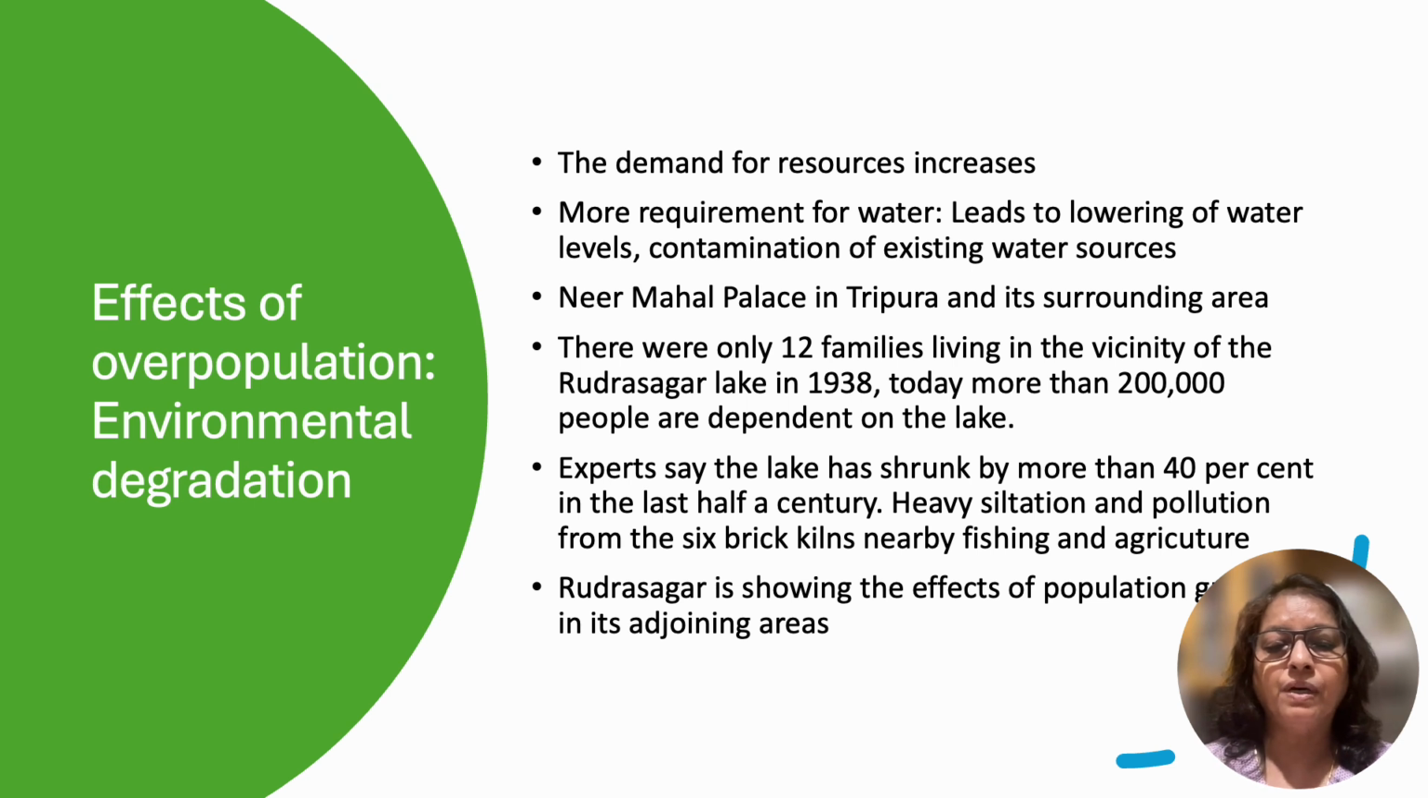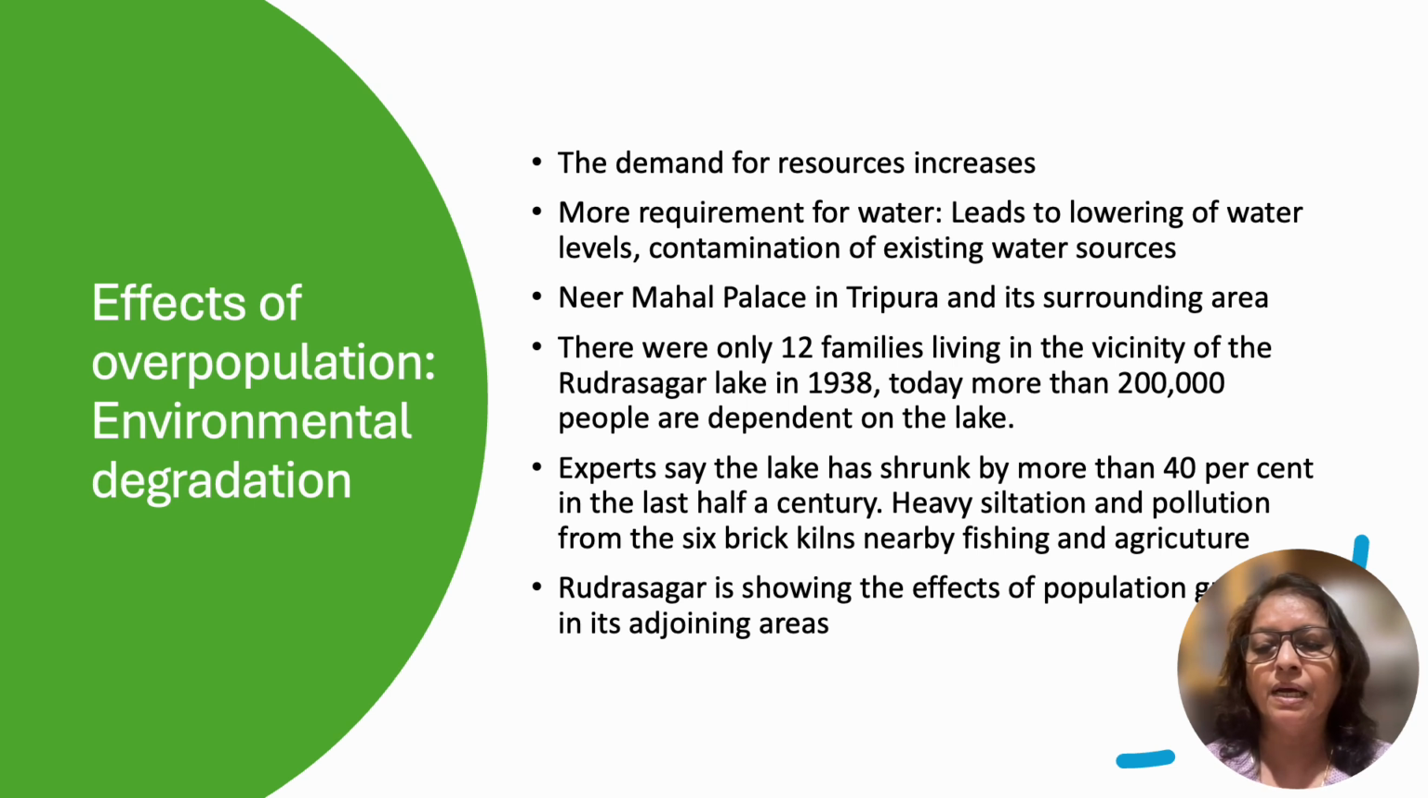Then, another effect of overpopulation is environmental degradation. The demand for resources increases. There is more requirement for water for potable, that is drinking purposes, cooking purposes, washing purposes, etc. This leads to lowering of water levels and contamination of existing water resources.